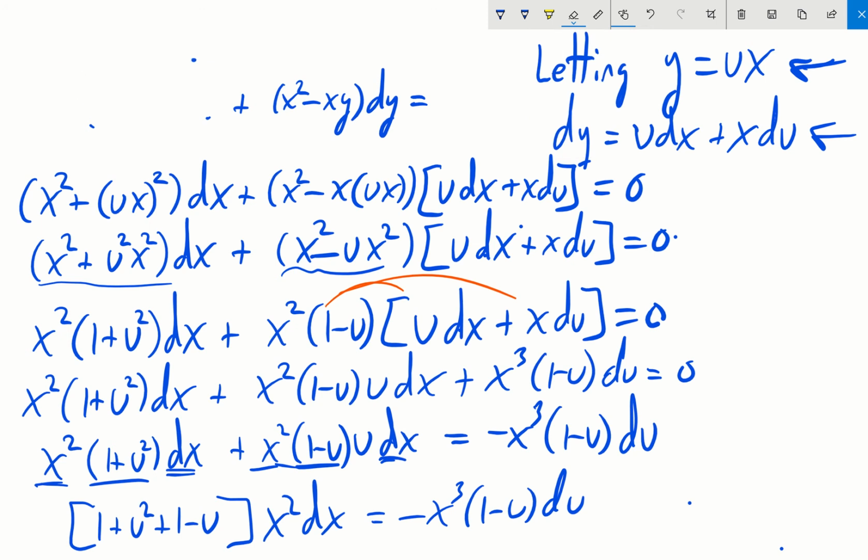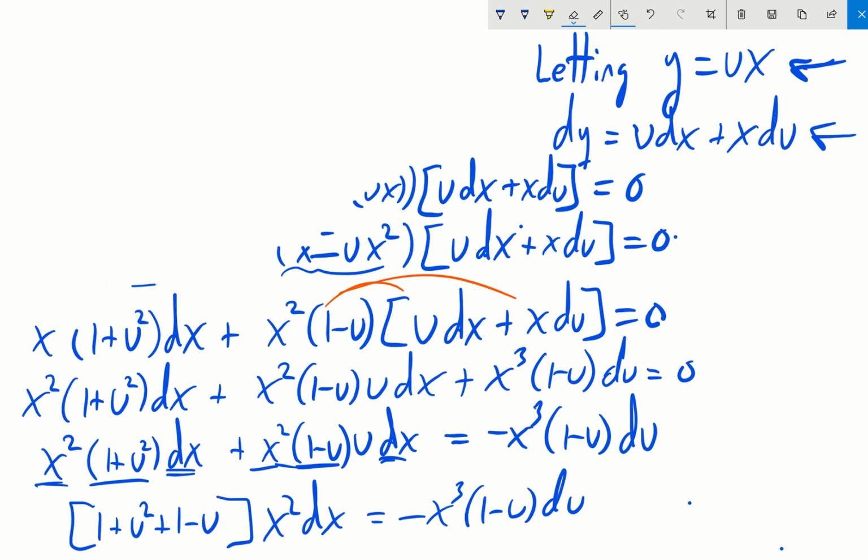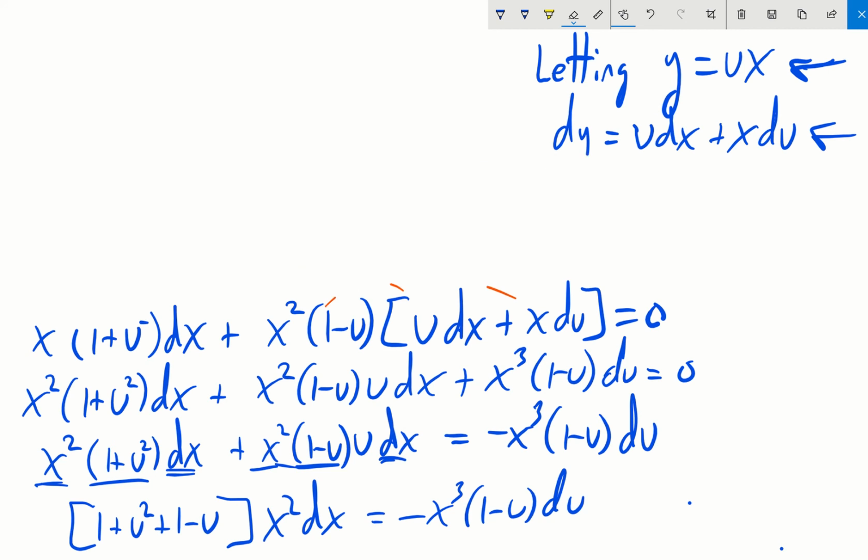Gonna need some more space here, run out of room. Simplifying what was in there, I'll write it in standard order: we have u squared minus u plus 2, times x squared dx, is equal to negative x cubed 1 minus u du.